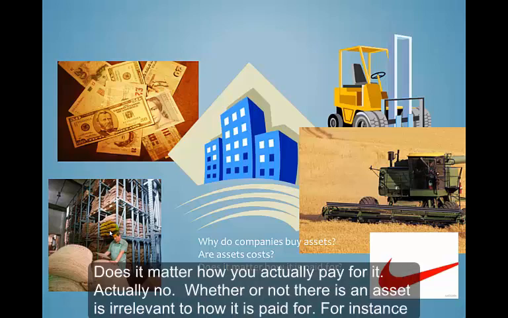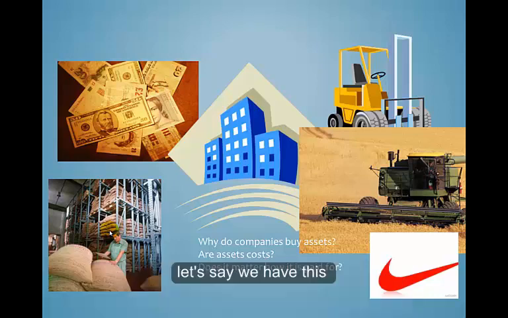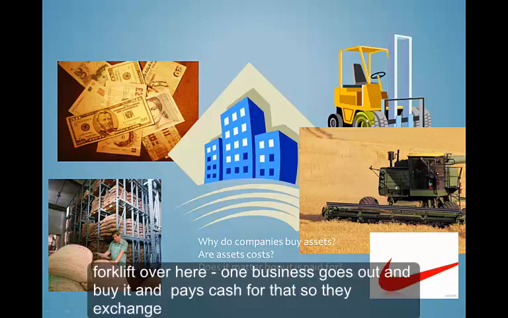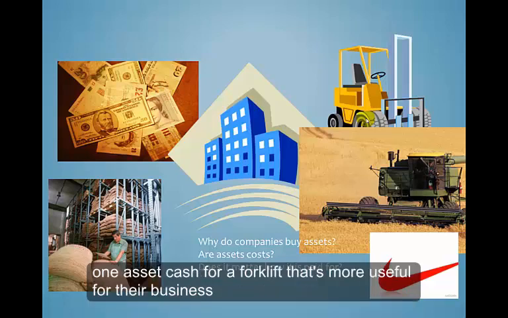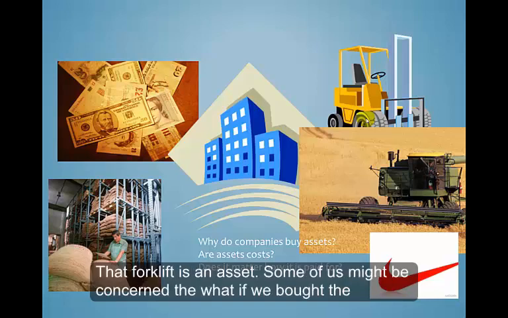Does it matter how it's paid for? Actually, no. Whether or not there's an asset is irrelevant on how it's paid for. For instance, let's say we have this forklift over here. One business goes out and pays cash for that. So they exchange one asset, cash, for a forklift that's more useful for their business. The forklift's an asset.